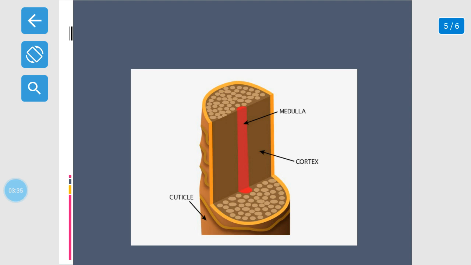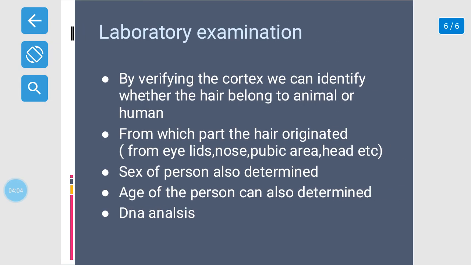And the cuticle in human beings is flattened, and in animal hair scales protrude outward from the shaft. The cuticle in human hair consists of translucent scales laid one over the other like tiles on a roof, with the free end pointing towards the tip of the hair. So these are the three parts: medulla, cortex, and cuticle, the inner structure of the hair.